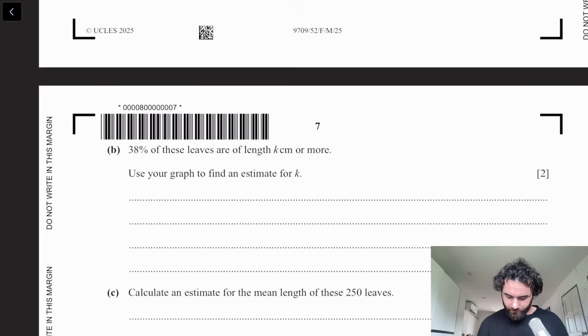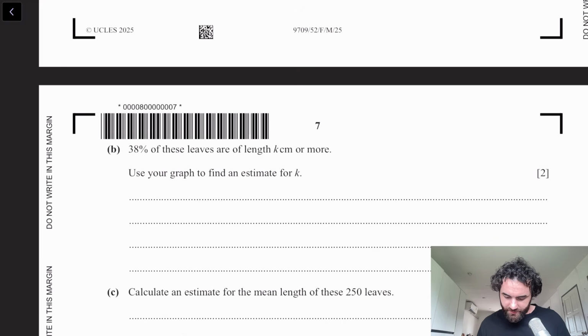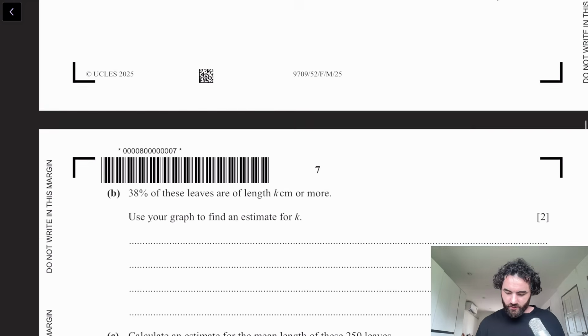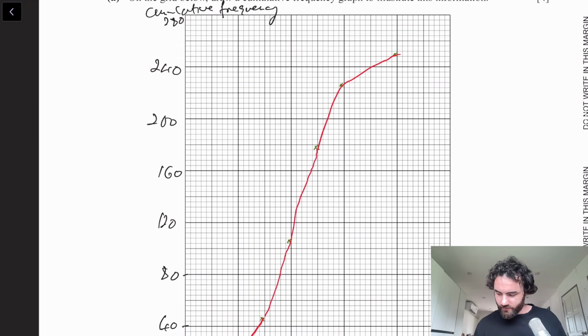Okay, part B. 38% of the leaves are of length K. Use your graph to find an estimate for K. 38% of the leaves.